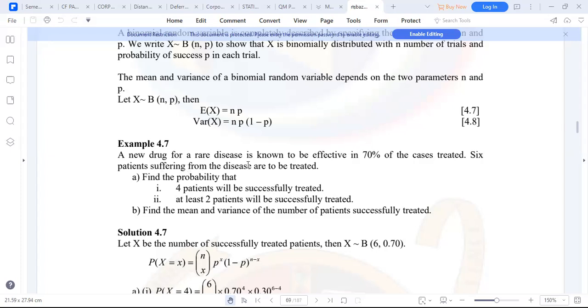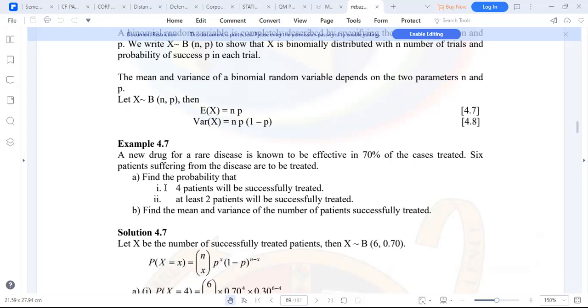A new drug for a disease is known to be effective in 70% of the cases. 6 patients suffering from the disease are to be treated. So already we have our p is 0.7. So what is our q? 0.3, or 30%. Then 6 patients are suffering, so our n is 6. You're given p and n. So p is 0.7 and our n is 6.